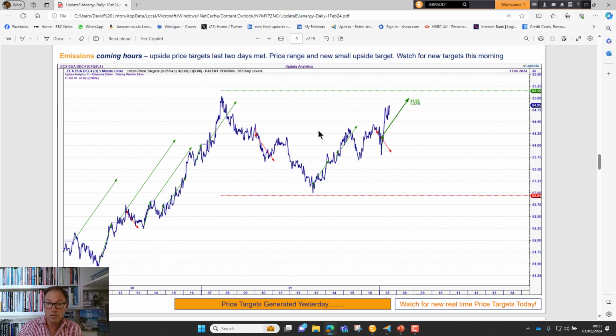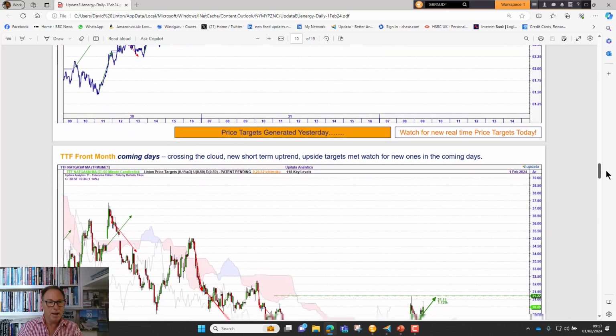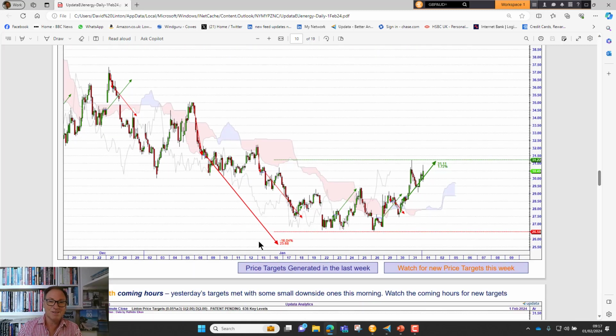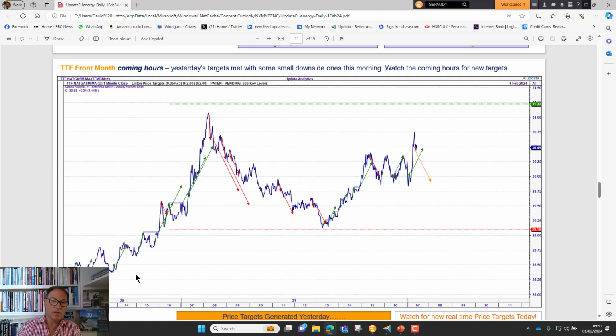And again, new targets will appear, and all of today's targets will then be shown in the report tomorrow, so you'll see how well they worked each day. Here's TTF, for example. And interestingly, we're neutral here. The target that was given yesterday has been met. That's on the 60-minute chart. The downside target was nearly met. And then if we go to the 1 minute chart, we see we had these targets yesterday all been met.